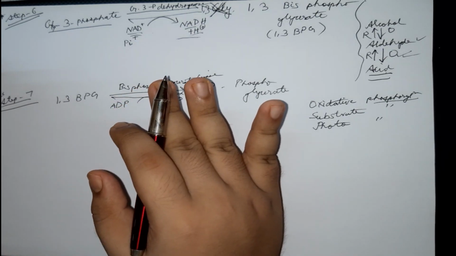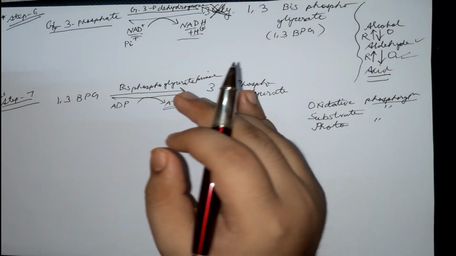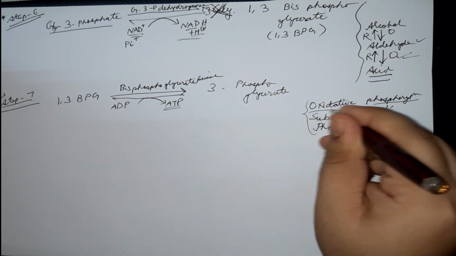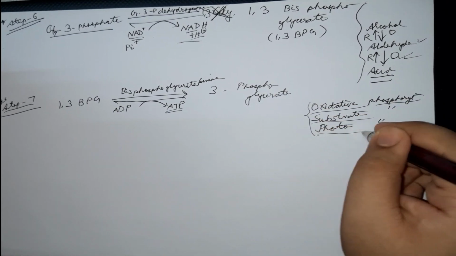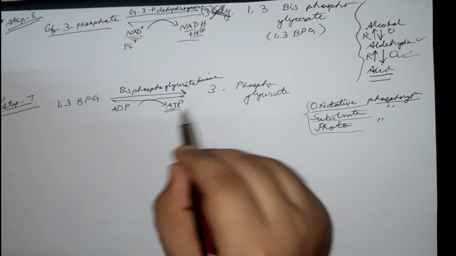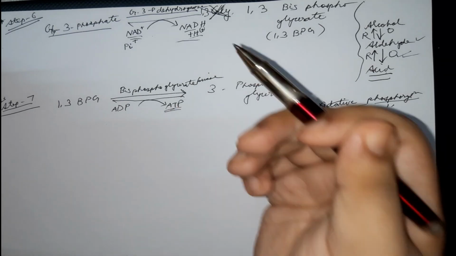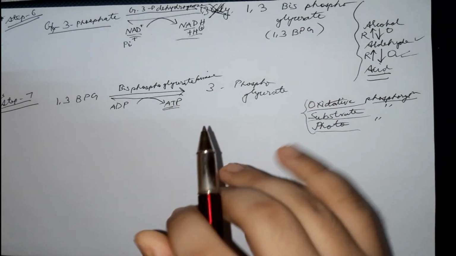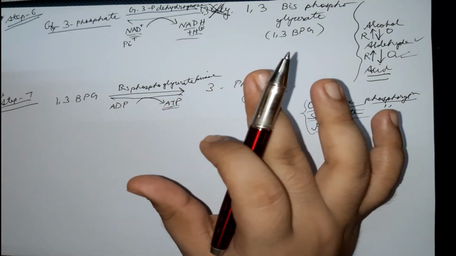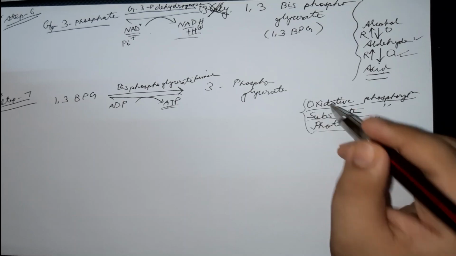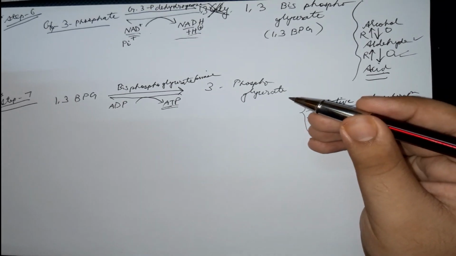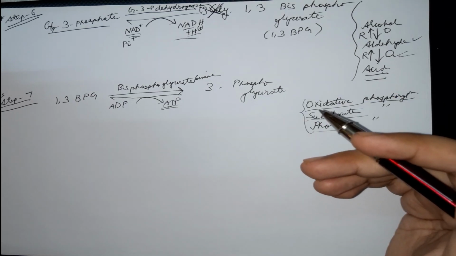Here, in these cases, phosphorylation actually refers to the formation of ATP. We know that phosphorylation means phosphorylating something, like adding phosphate to something. But when we mention oxidative, substrate, photo, that only means that you're talking about the formation of ATP, and hence in that scenario you're talking about phosphorylation, not in any other scenario. Okay, am I being clear? So these 3 are phosphorylation ways in which ATP is formed. ADP is phosphorylated to form ATP.